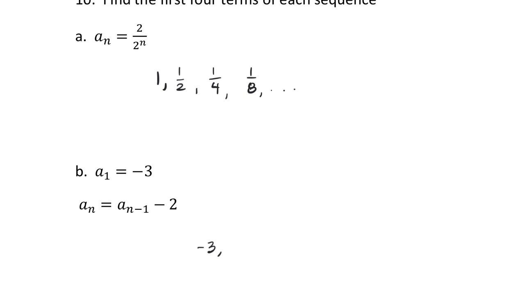So -2 minus 2 is -5. Now the next term is a sub n. So if this is a sub n, then this is a sub n minus 1. So to find this term, we subtract 2 from that term. So that's -7. Now to find this term, a sub n, we go to the term in front of it, a sub n minus 1, and subtract 2. Pretty much we're just subtracting 2 every time.